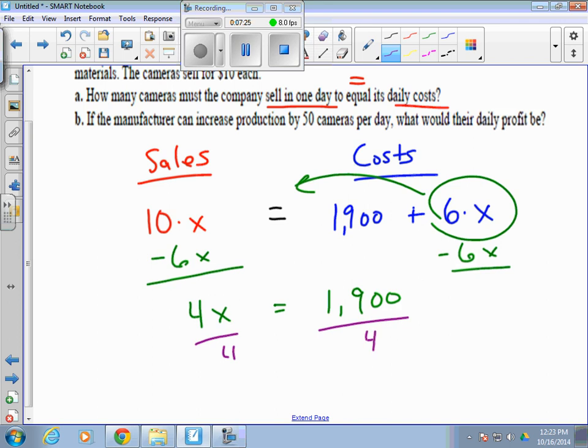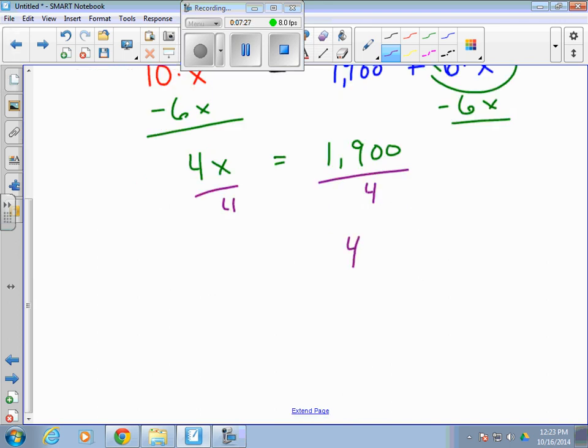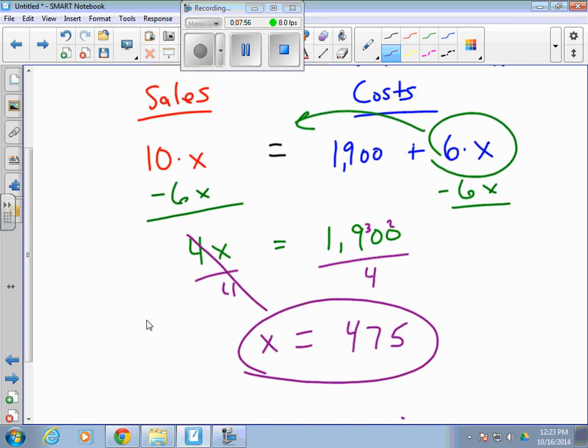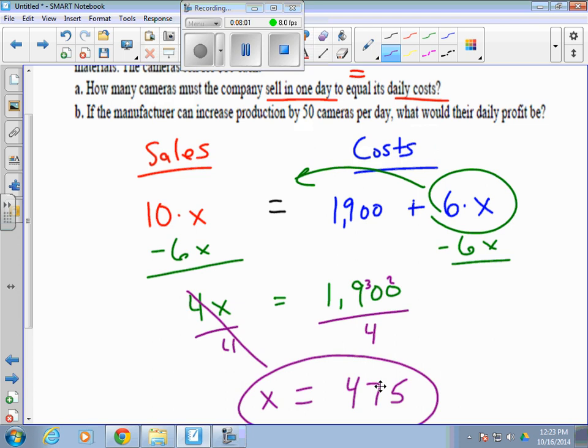4 goes into the number 19, we know 4 times. That's 16, so there's 3 left over. 4 goes into the number 30, we know 7 times. And then there's 2 left over. 4 goes into the number 20, 5 times. So in order for this camera manufacturer to break even, or for his cost to even out with his sales, he has to sell 475 cameras per day. Now that's question number 1.